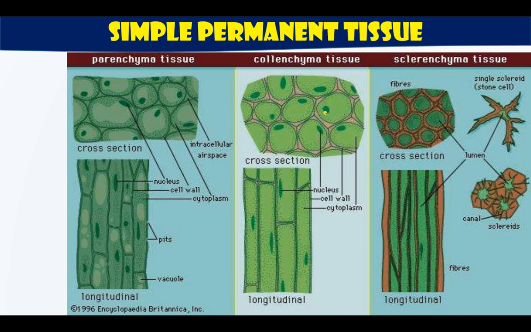You can see they are almost the same. Here there is a single type of cell, here also a single type of cell, and here also a single type of cell. But there are some differences. You can see there is a thin cell wall, but there are spaces over here. I can mark it like this. There is some space between the cells.